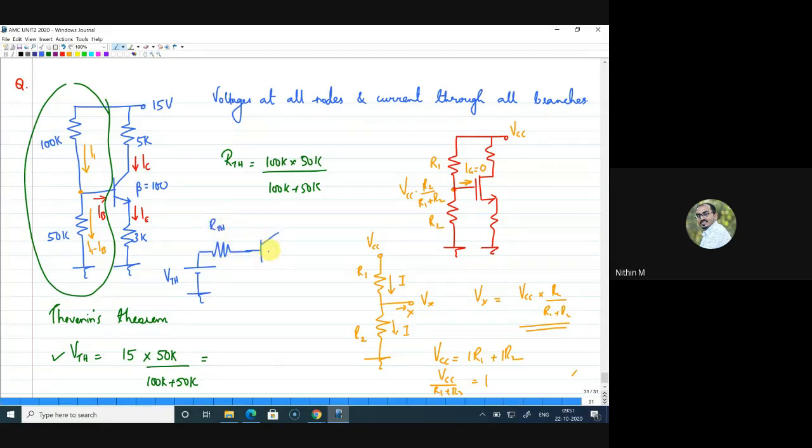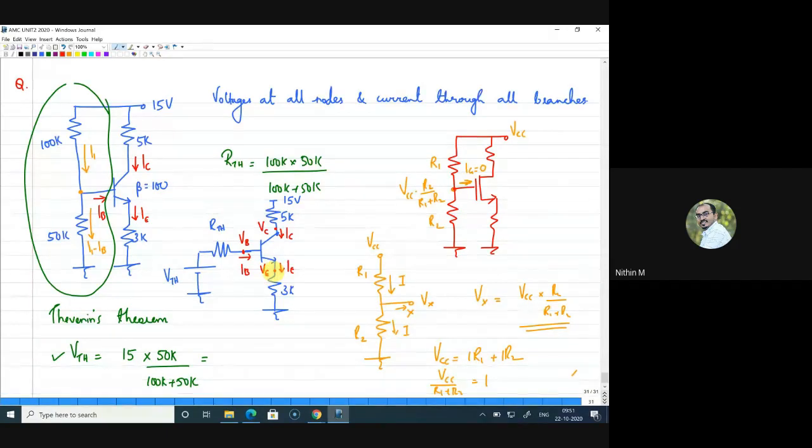Then the rest of the circuit I will draw here. Here there is one resistance which is 3k. Here there is another resistance which is equal to 5k, and this is your 15 volts supply. Now I can easily find what is my IB, what is IC, what is IE, and also I can find this as the base voltage, this as collector voltage, and this as emitter voltage.